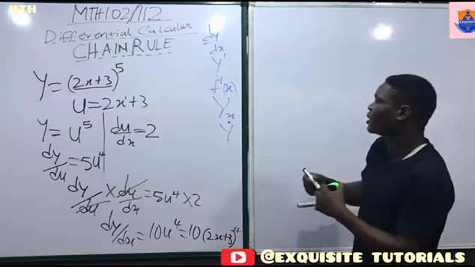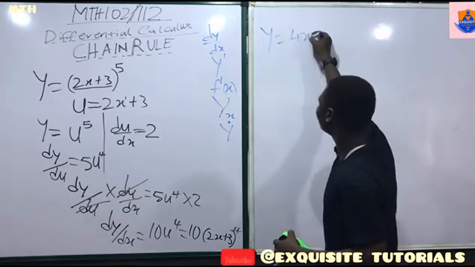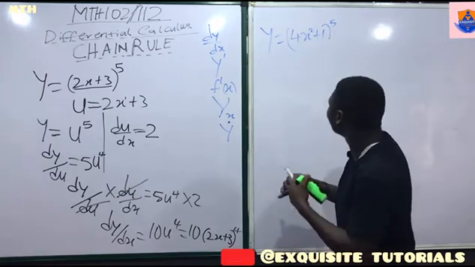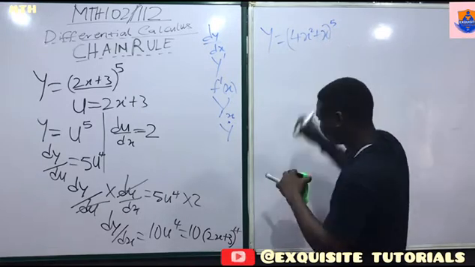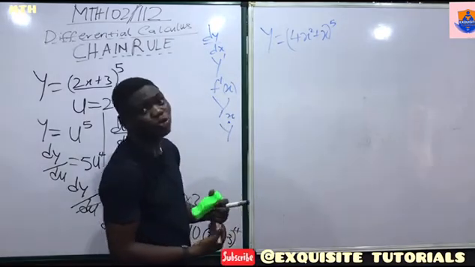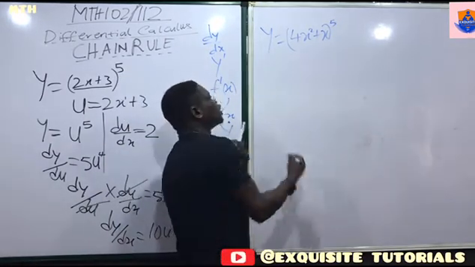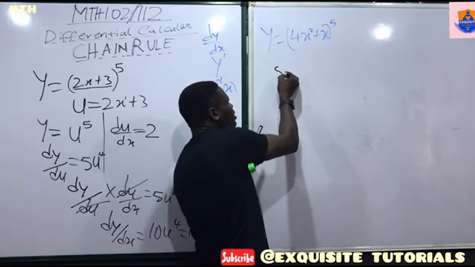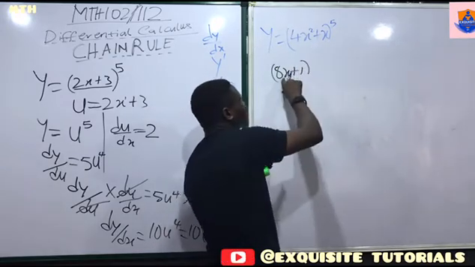So let me go with another example. If you have y equals 4x squared plus x, all raised to power 5, and you are asked to look for dy over dx. The first thing to do is to differentiate whatever is inside. When you differentiate this, you are going to have 8x plus 1.